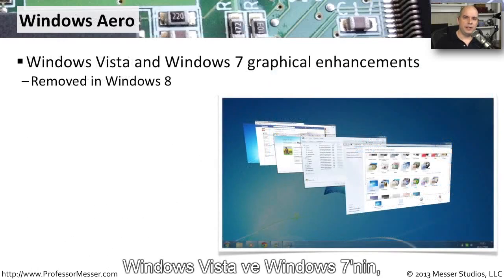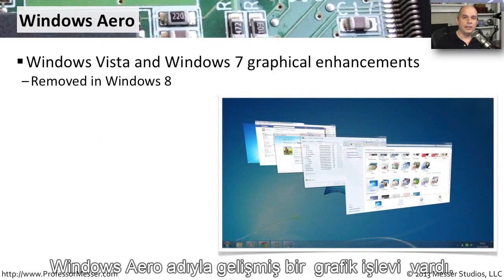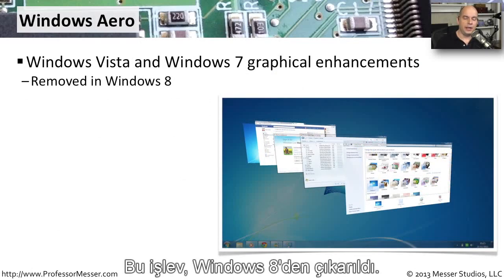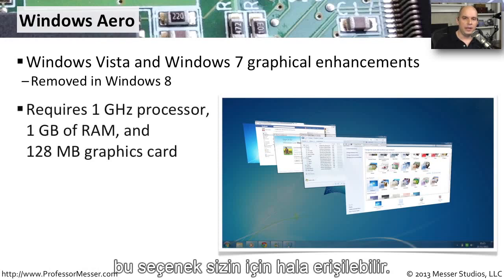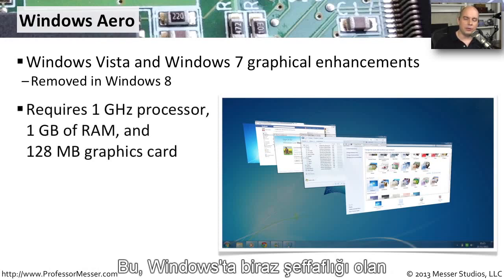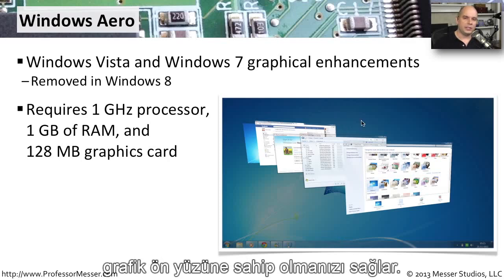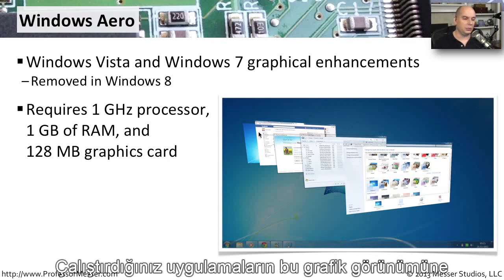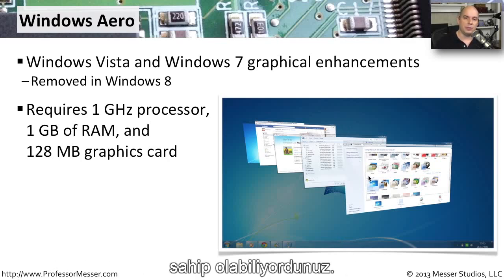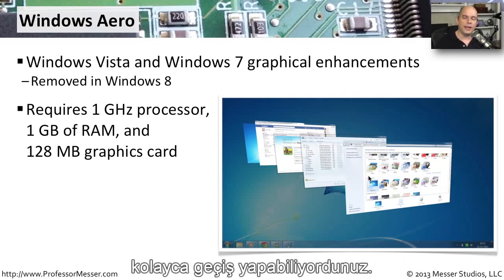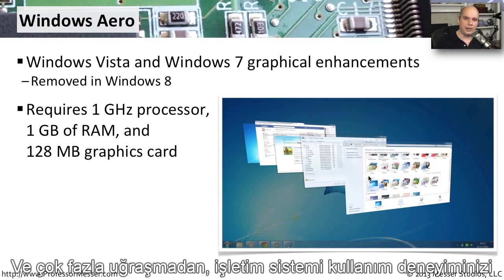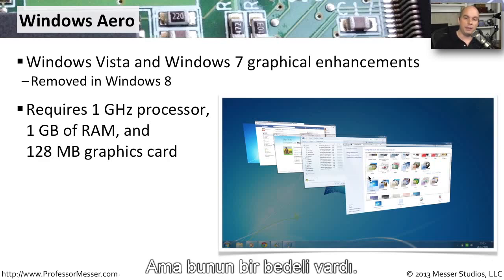Windows Vista and Windows 7 had an enhanced graphics functionality called Windows Aero. This functionality was removed in Windows 8, but if you're running Windows Vista and Windows 7, it's an option that's available to you. It allows you to have a graphical front end that had some transparency to the windows. You were able to have this graphical view of the applications that were running. You could easily flip between applications in a more graphical way, and it simply improved the experience of using the operating system. But it came at a cost.